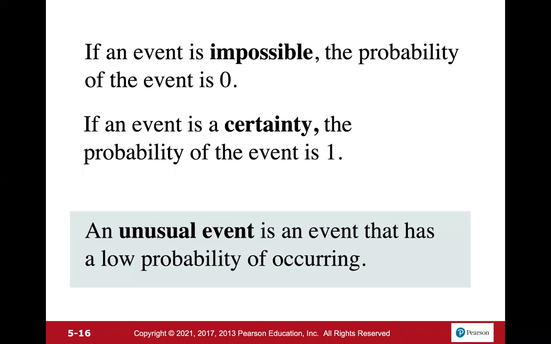An unusual event is an event that has a low probability of occurring. An unusual event would be something like winning the lottery. I believe the chances of winning the lottery are like 1 in 13 million, but I can't remember off the top of my head. We might see an example similar to that in this chapter. But that's an unusual event. It's very, very unlikely to happen, but it still has a possibility of happening.